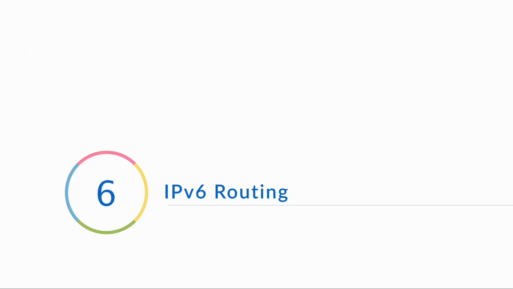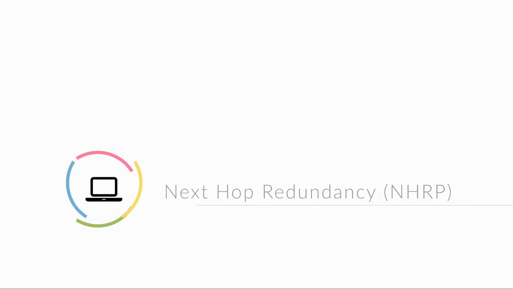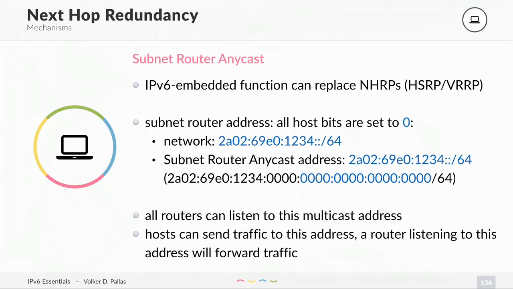IPv6 routing, one of my favorite topics. Let's start with the next top redundancy protocols, NHRPs. You probably know them. There is a new one we will discuss first. It's called Subnet Router Anycast.